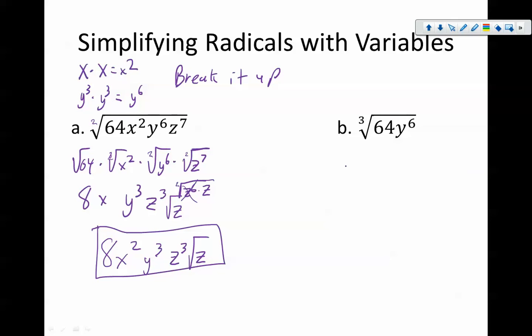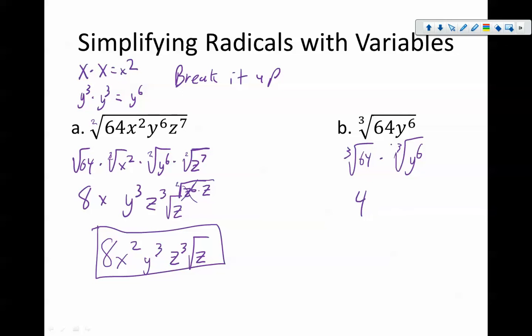Okay, I'm going to split it up. Cube root of 64 times the cube root of y to the 6th. Are there any perfect cubes that go into 64? Or is 64 a perfect cube? We have, let's see, 2 times 2 times 2 is 8. 3 times 3 times 3 is 27. 4 times 4 times 4. Oh, that is. It's 4 times 4 times 4. That's 64. So that's just 4.